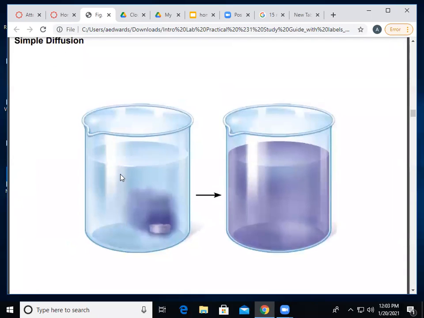All right, we're going to do a diffusion experiment next time, but I just wanted to introduce this to you. So diffusion means movement of material from an area of high concentration to low concentration. So you see diffusion. Talking about movement, high concentration, to low concentration.